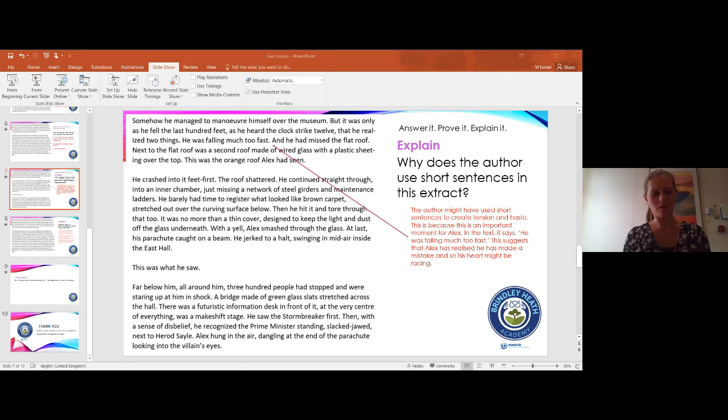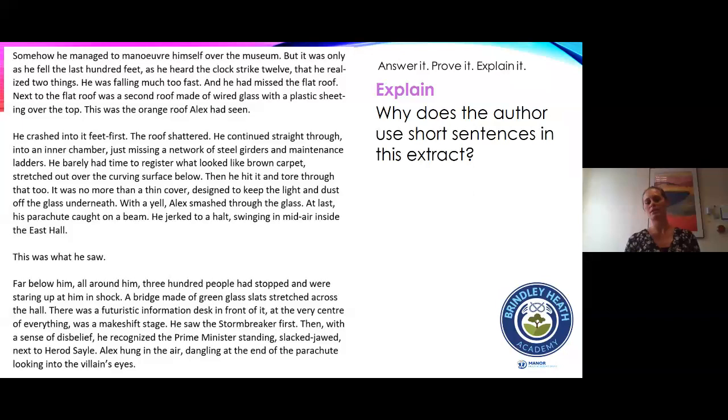So we were on our explanation question, weren't we, before the internet went? So our explanation question is, why does the author use short sentences in this extract? Now, with our explanation and inference questions, we need to answer them in more detail. We need to answer it, we need to prove it from evidence from the text, and then we need to explain it. Now, for this one in particular, we need to think about why the author uses these particular techniques and thinking about the impact it has on the reader.